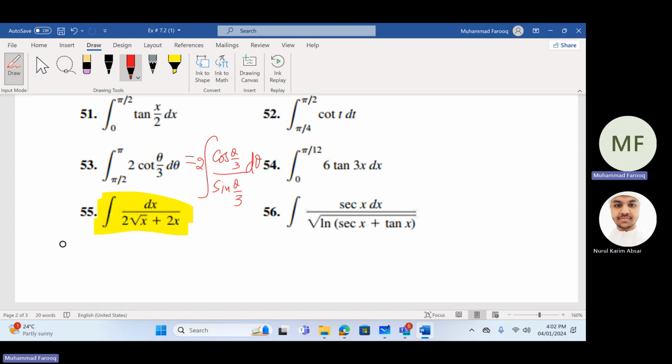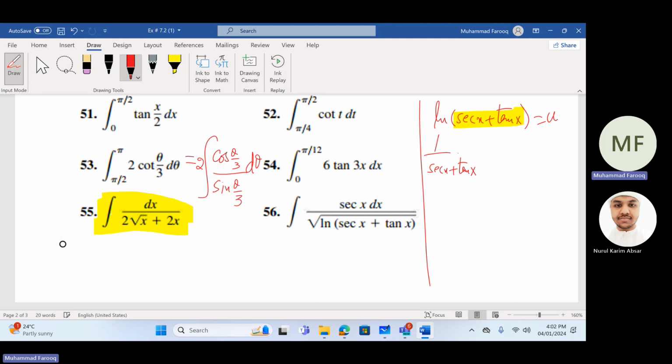For question 56, we take ln with the argument secant x plus tan x as u. Now differentiate both sides. This is the natural log function, and this is the argument. When we go for derivatives, we know very well the rule: 1 over the argument, 1 over secant x plus tan x, times the argument derivative.